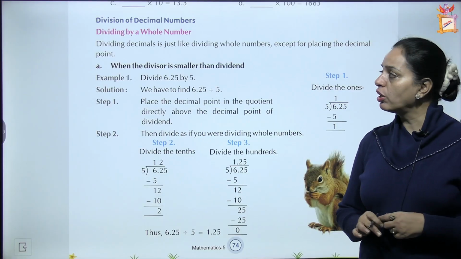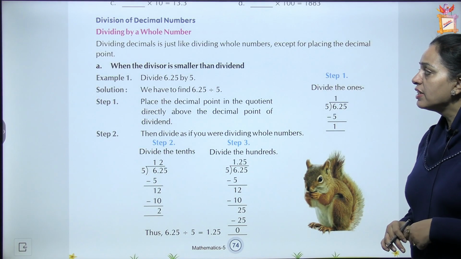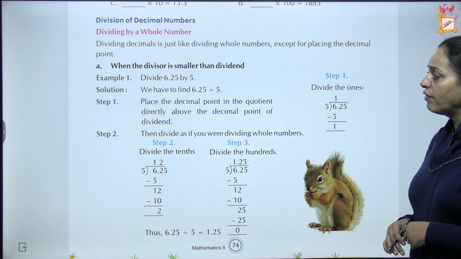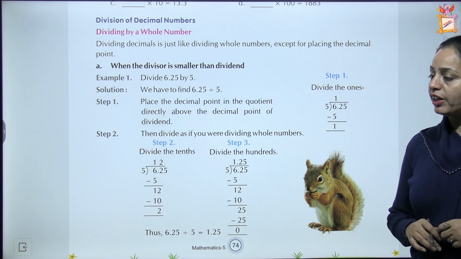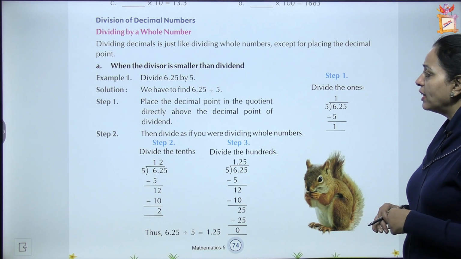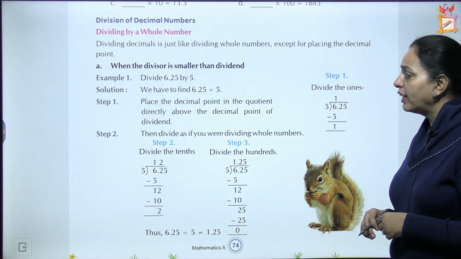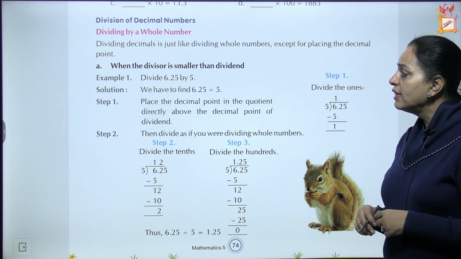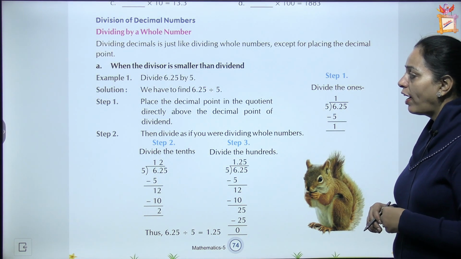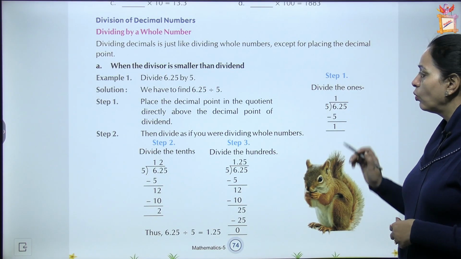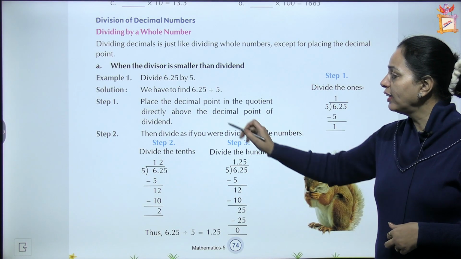Now we are talking about division of decimal numbers. Dividing by a whole number. Dividing decimals is just like dividing whole numbers except for placing the decimal point. A part, when the divisor is smaller than dividend. Like example 1, divide 6.25 by 5. So what to do? We have to find this one.